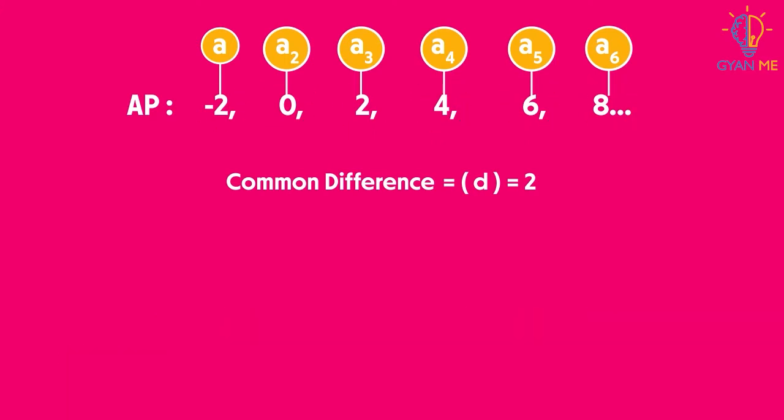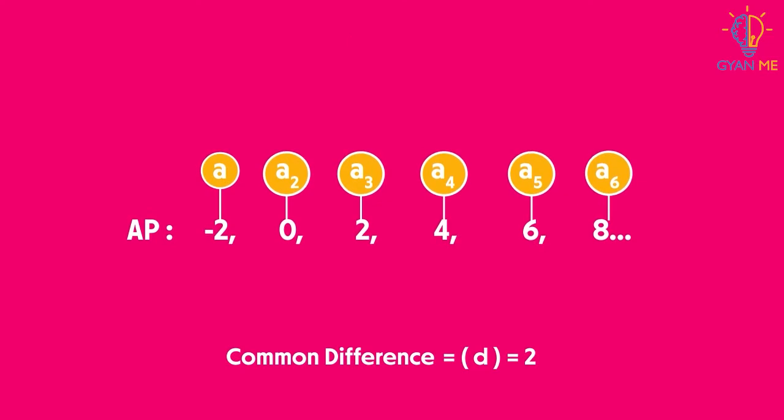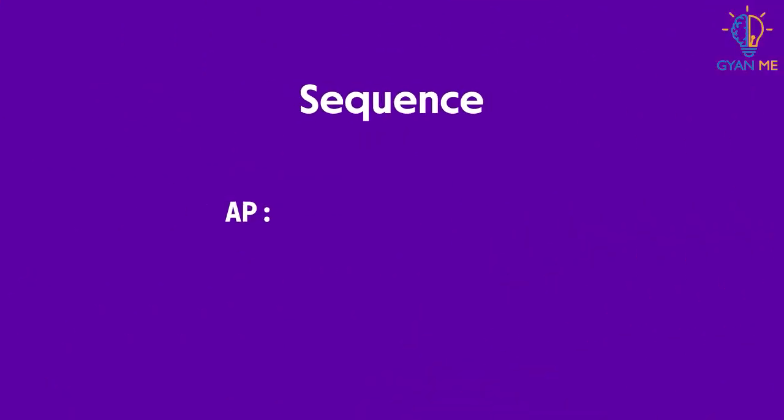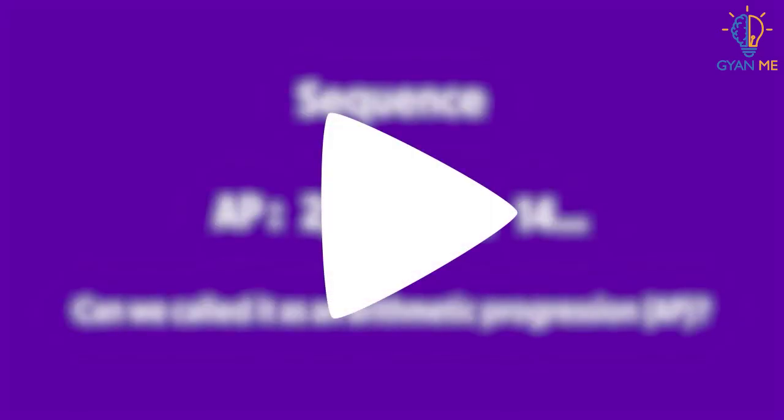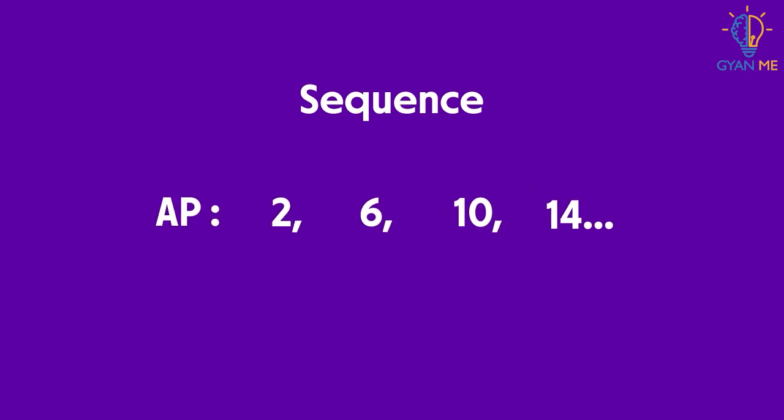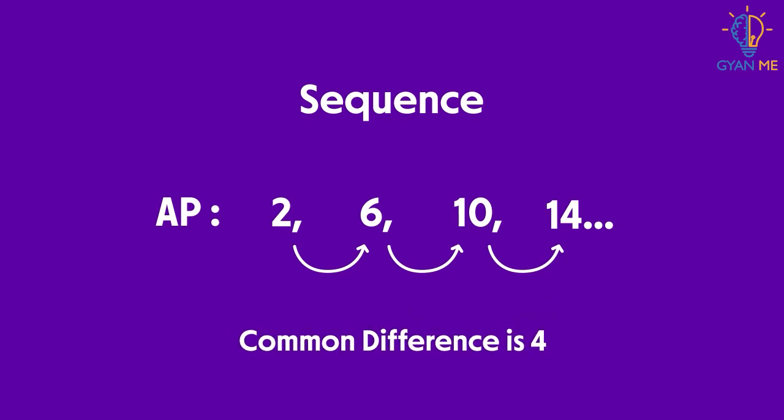So now, can you tell me what will be the general form of AP? Let us see another example. Can the sequence 2, 6, 10, 14 and so on be called an arithmetic progression or AP? Pause the video, take a second and think about it. Yes, it is an AP because it follows a pattern where each successive number is obtained by adding 4 to its previous term. That is, the common difference here is 4.